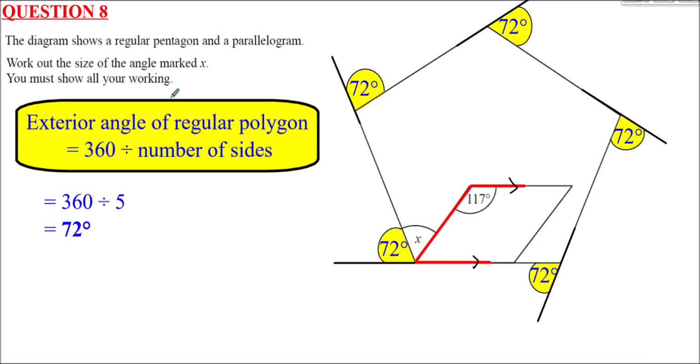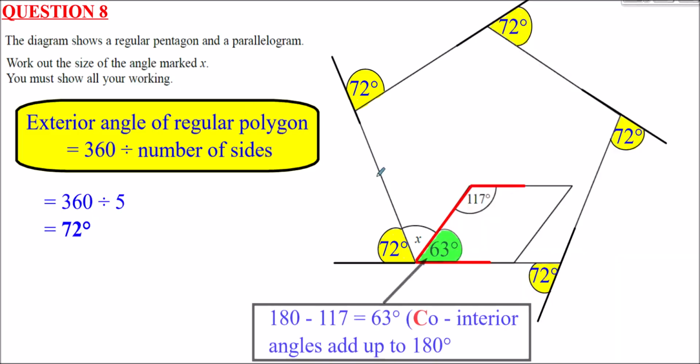So let's add this in and explain it with the working. Again, showing all your working, don't just label 63 degrees, explain how you got it. We did this, and then mention as well, use the fact that co-interior angles add up to 180 degrees. And I forgot my bracket, silly me.